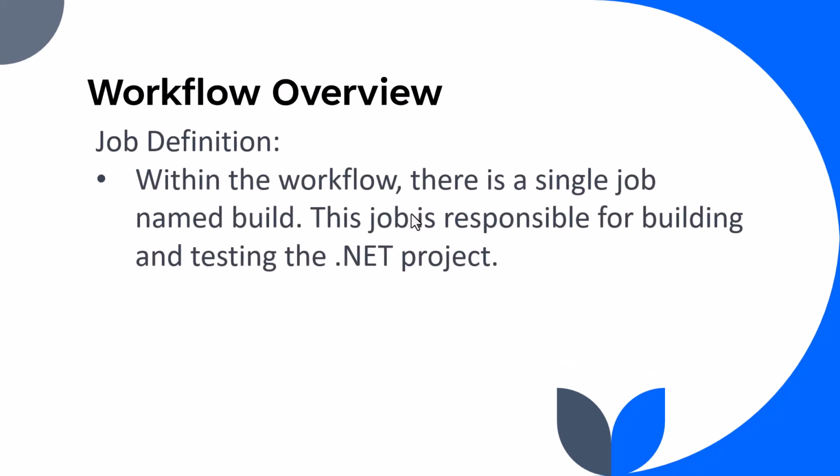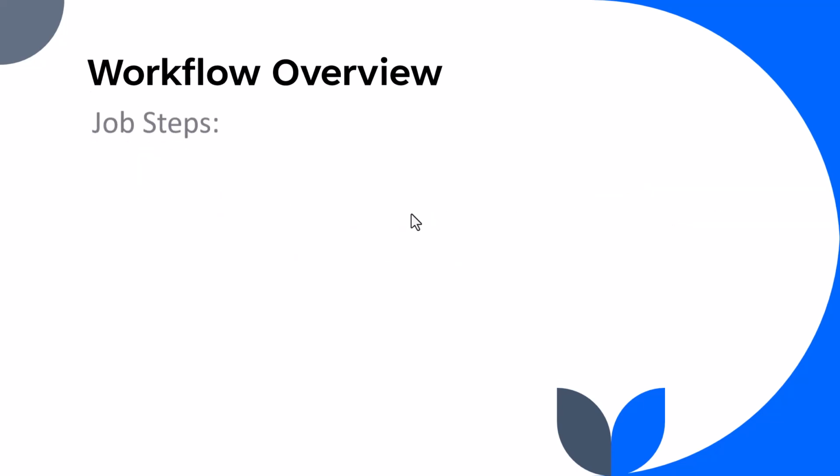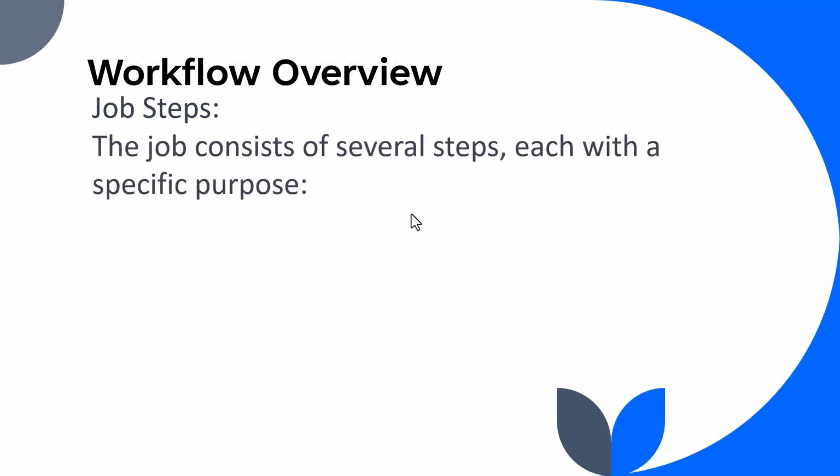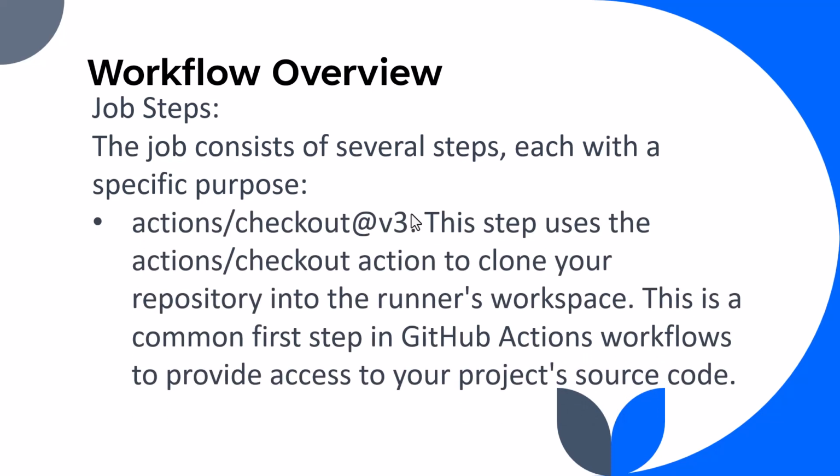Job definition. Within the workflow, there is a single job named build. This job is responsible for building and testing the .NET project. And then we had some job steps. It consisted of several steps, each with a specific purpose. The first was actions/checkout at v3, or version 3. This step uses the actions checkout action to clone your repository into the runner's workspace. This is a common first step in a GitHub Actions workflow to provide access to your project's source code.